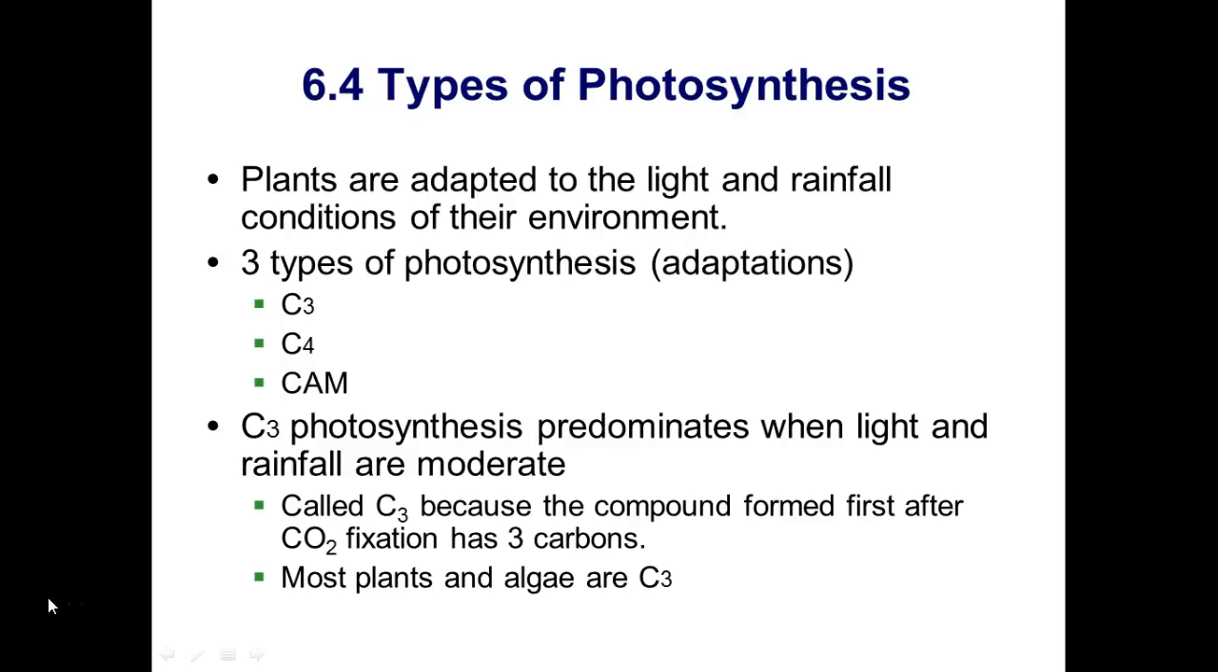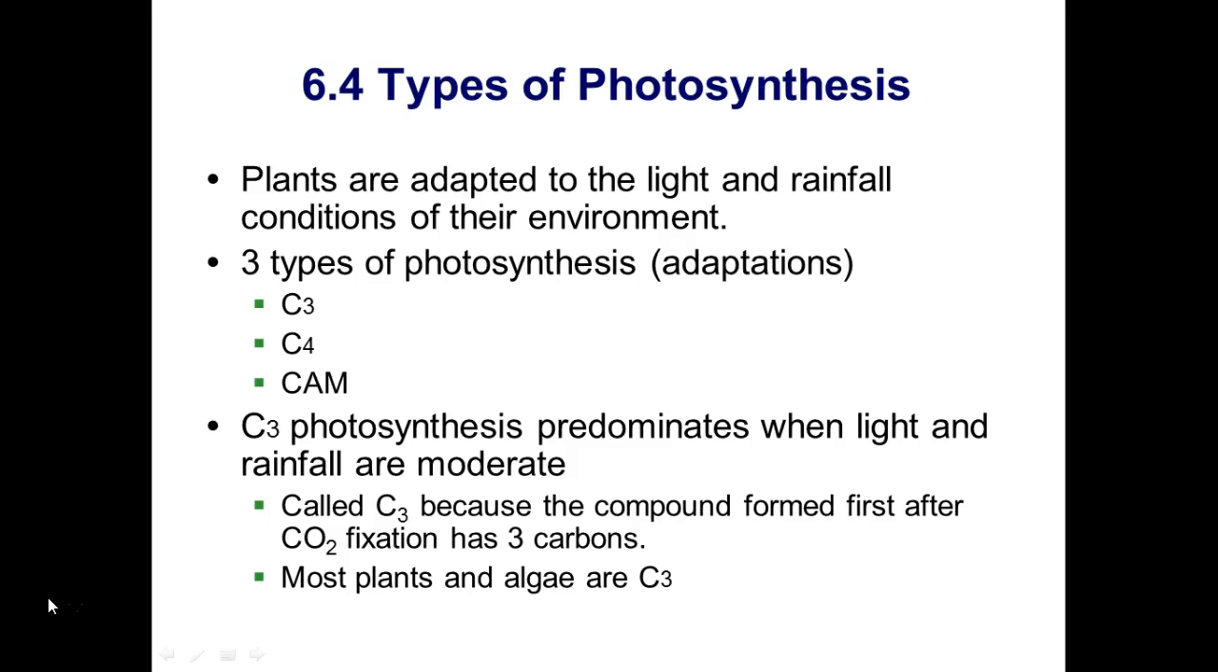The last part of this chapter looks at different types of photosynthesis. When you look out the window, you see a lot of plants. Most of these plants are living in a moderate type of rainfall and light, and these are called C3 plants. They're called C3 plants because the first molecule that is made is a C3. So these plants are adapted to the light and rainfall condition of their environment, as are other plants.